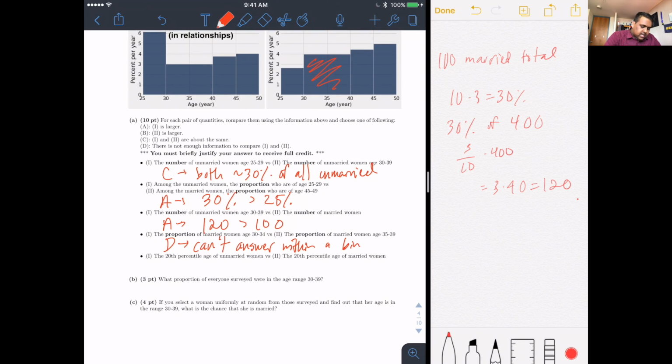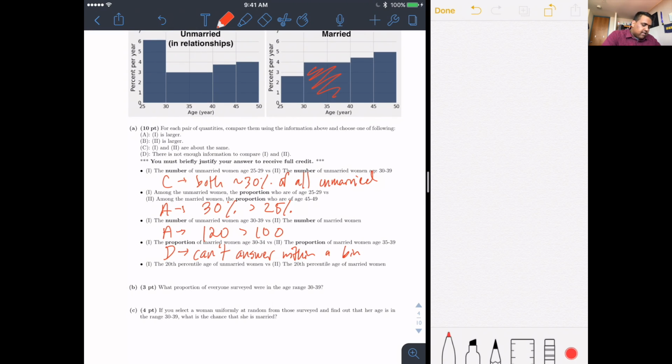The last one asks us to compare the 20th percentile age of unmarried women versus the 20th percentile age of married women. So remember, the concept of a percentile refers to the percentage of values that are at that value or below it, right? So 20th percentile means you want to find the age such that 20% of women are that age or younger, right? So we want to find that marking somewhere on the unmarried list and the married list, or the histograms.